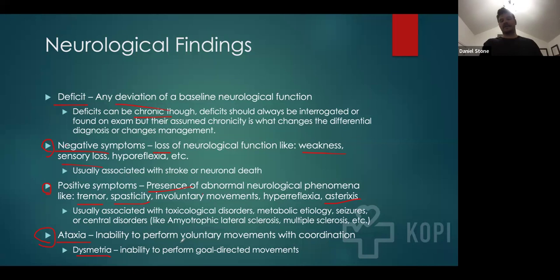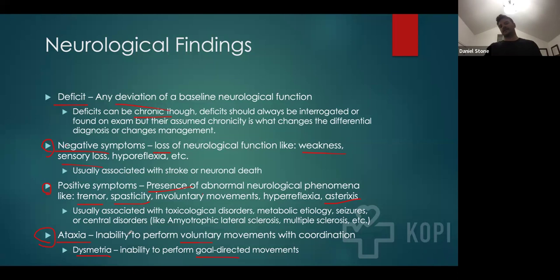Ataxia implies that you're unable to perform voluntary movements. And dysmetria basically means that you're unable to provide goal-directed movements. Now, what this means is that ataxia implies you're unable to basically walk or do activities of daily living. If somebody's not able to sip on a cup of tea or chai or use a spoon to eat, then that implies that they're unable to perform voluntary movements and that they're ataxic.